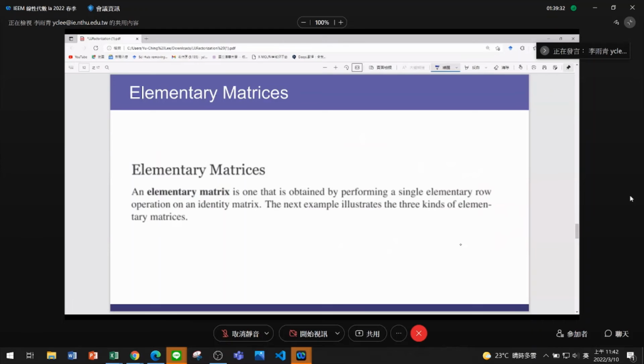Okay, next we are going to see what elementary matrices are. Even though I think you already saw an elementary matrix once in the homework, here comes the formal definition. An elementary matrix is one that is obtained by performing a single elementary row operation on an identity matrix. So the key words are a single elementary row operation, performed on an identity matrix.